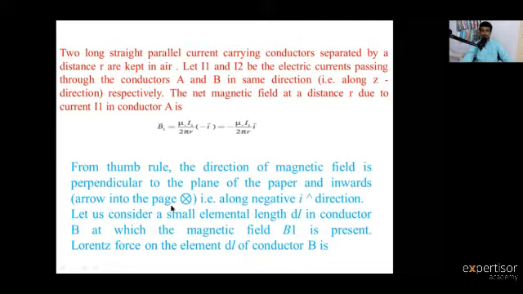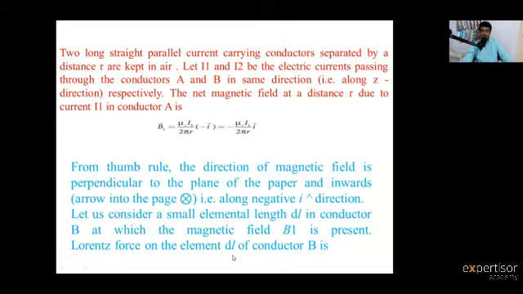Inwards means there is a cross symbol for the magnetic field. That direction of the magnetic field is into the page, along the negative direction, I mean the position vector. So the magnetic field is perpendicular to the plane of paper along the negative direction. Let us consider a small elemental length dl in the conductor B at which the magnetic field B1 is present.